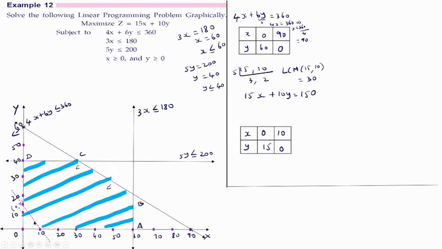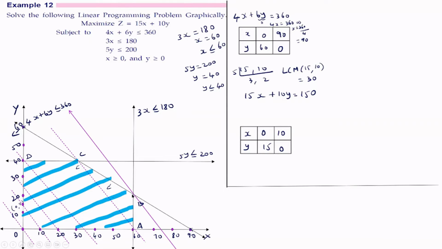Now what we have to do is draw lines parallel to this line, passing through each of the corner points. If we consider this line which is parallel to the line we just drew, here the value of z is equal to 0. Like this we proceed drawing lines parallel to this line until we reach the line which is farthest from the origin, that is, a line very far from the origin and passing through at least one corner point of the feasible region.